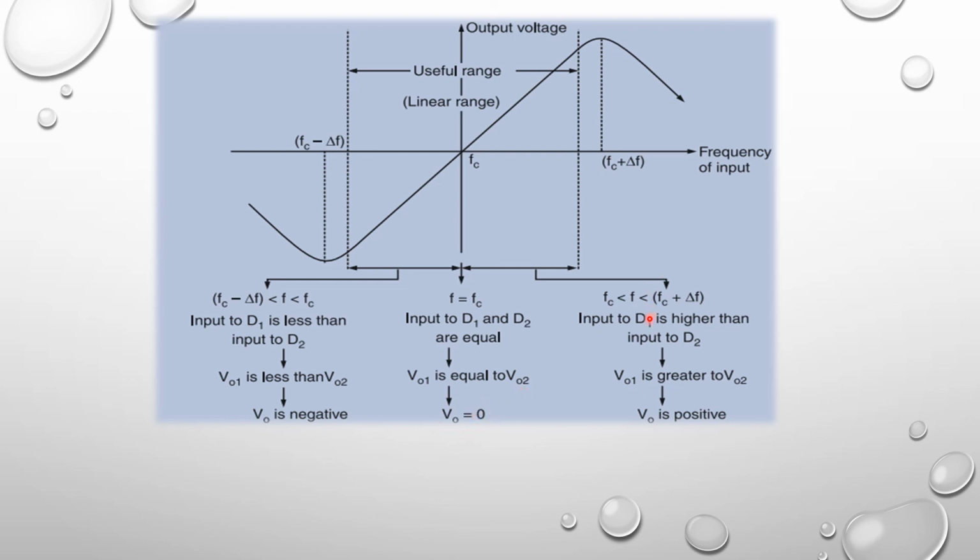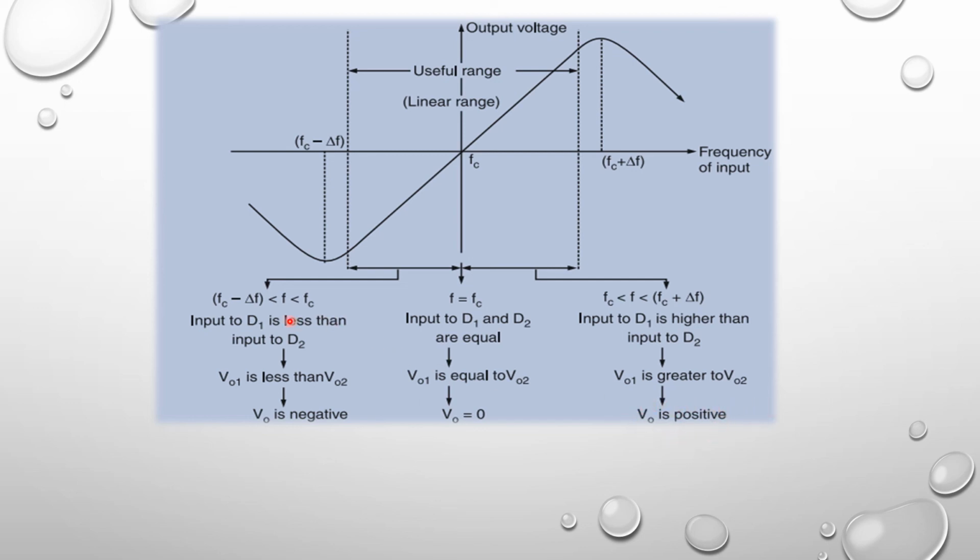And when input frequency is greater than carrier frequency and less than Fc plus delta F, in this case the input to diode D1 is higher than the input to diode D2. So diode D1 is greater than diode D2. So V01 is greater than V02. So V01 is the higher value, its sign is positive. So resulting output voltage V output is equal to V01 minus V02. So we get the positive output voltage.